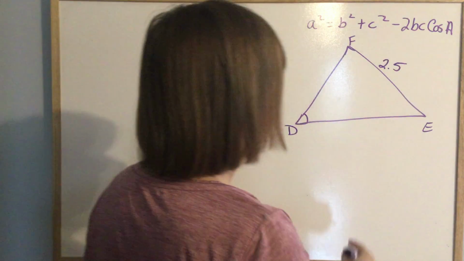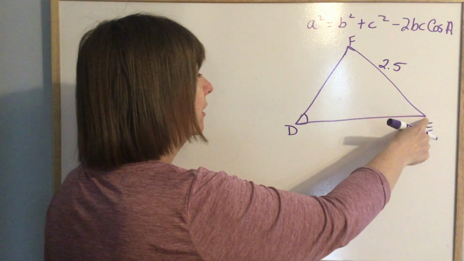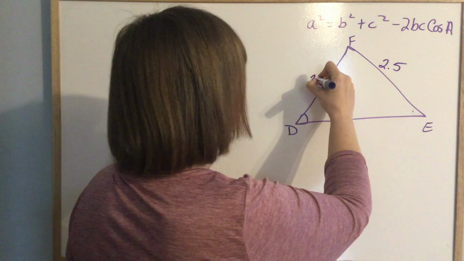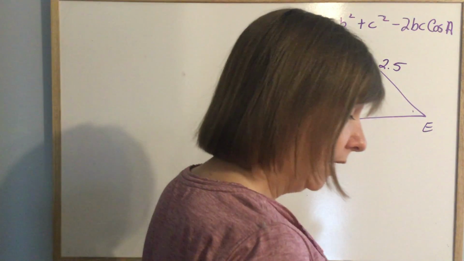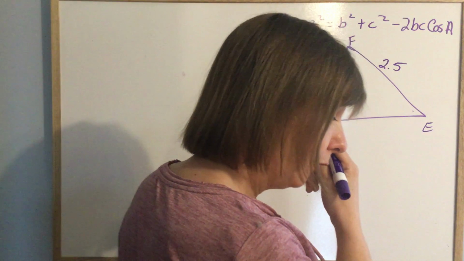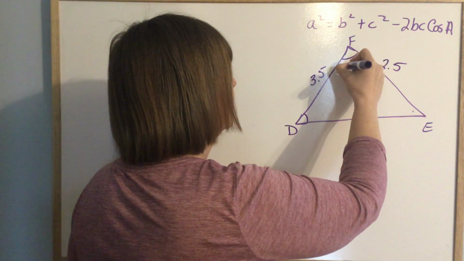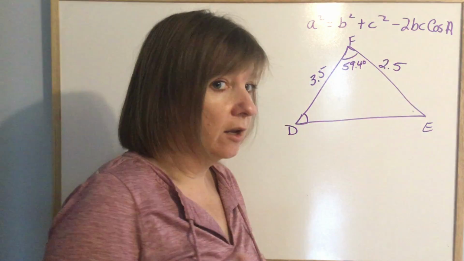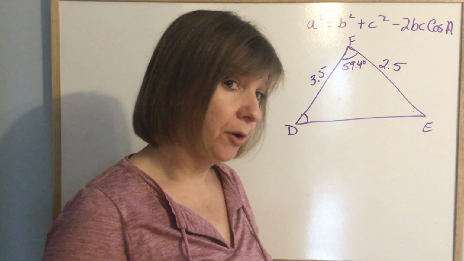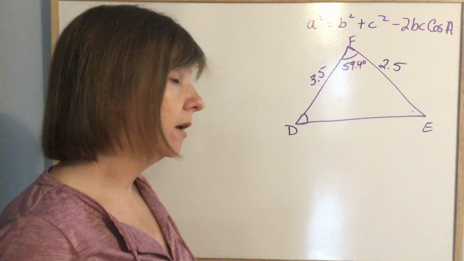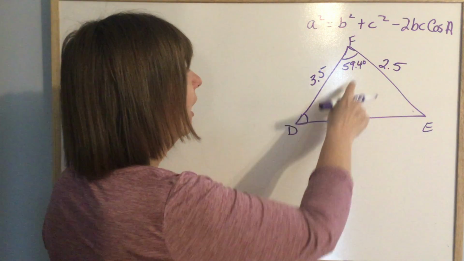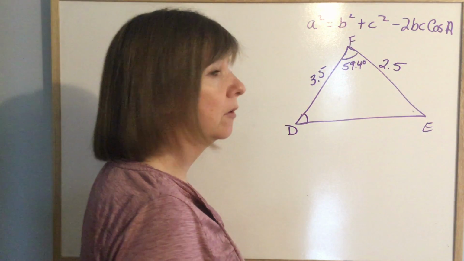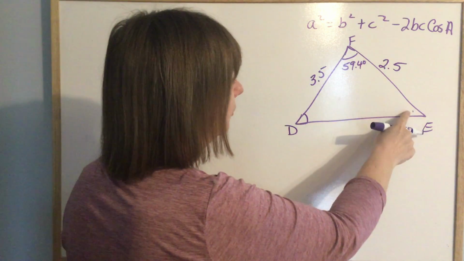Little e is 3.5. So again, it doesn't matter except that E is across from whatever you labeled your E. So that would be 3.5. And angle F is 59.4 degrees. So again, I can use law of sines if I know everything about a specific letter. So in this, I know angle F, but I don't know side F. So I don't know everything about F. I know side E, but I don't know angle E.